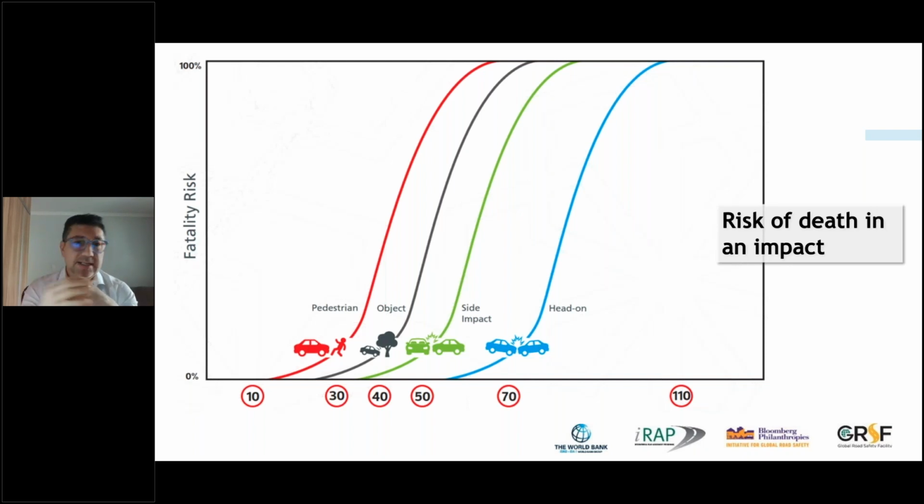And then the same analysis can be done for side impact, or a car against an object, or a head-on crash.